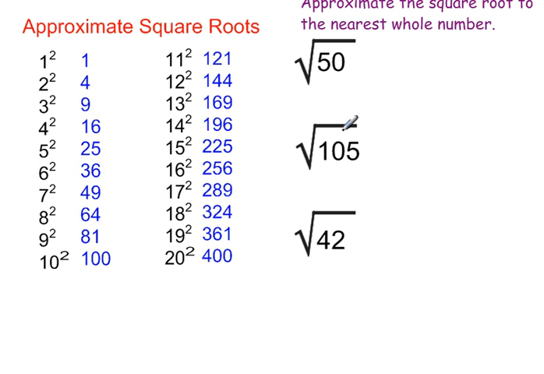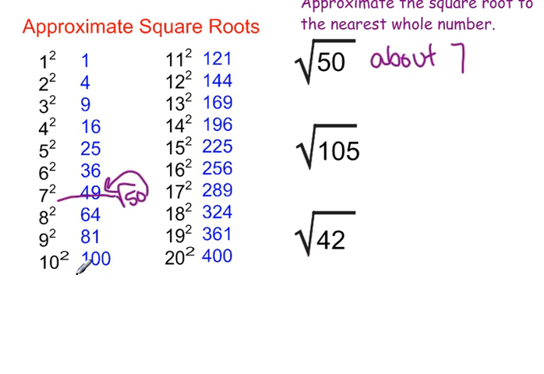Now, using what we just did, you could also be asked to approximate the square root to the nearest whole number. Well, we decided that the square root of 50 was between 7 and 8, but it was much closer to the low number. So to the closest whole number, I'm not going to use an equal sign, let me erase that. To the closest whole number, it would be about 7.